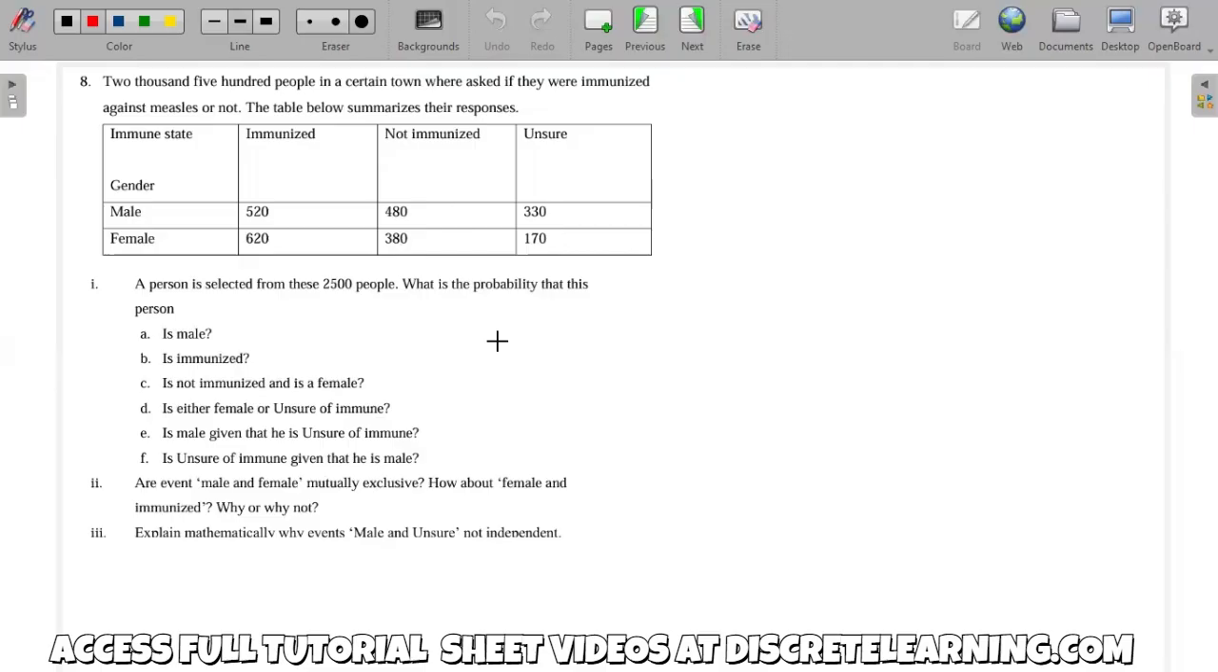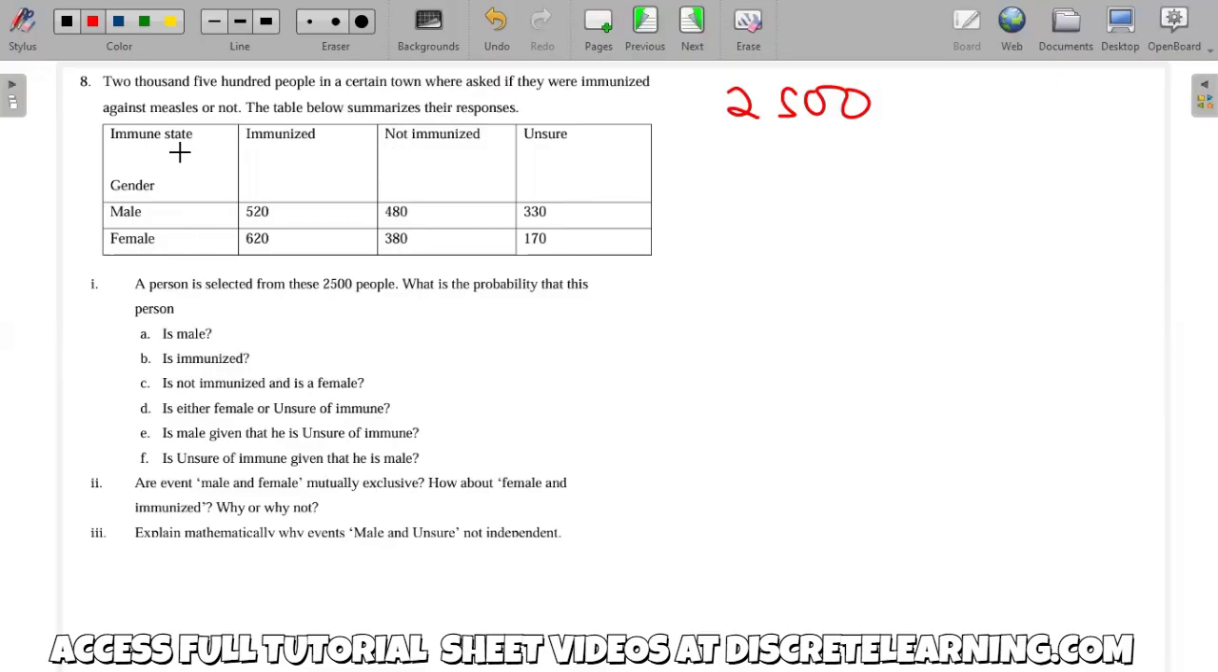So let's go through this one and see how simple it is. They're saying 2,500 people in a certain town were asked if they were immunized against measles or not. The table below summarizes their responses.